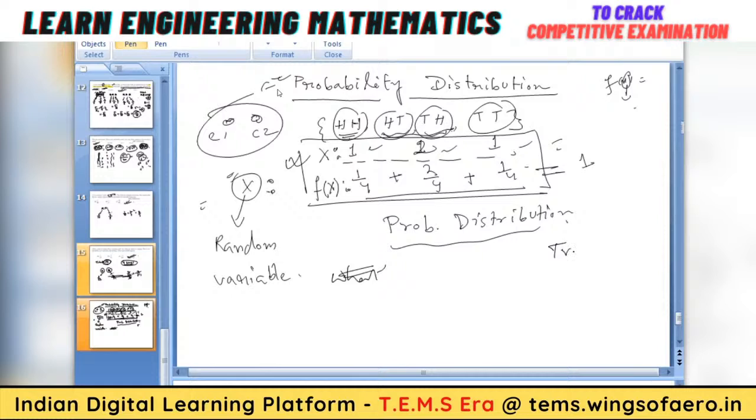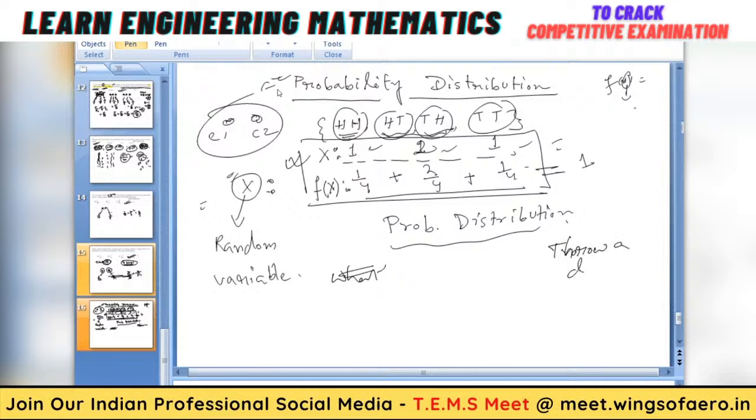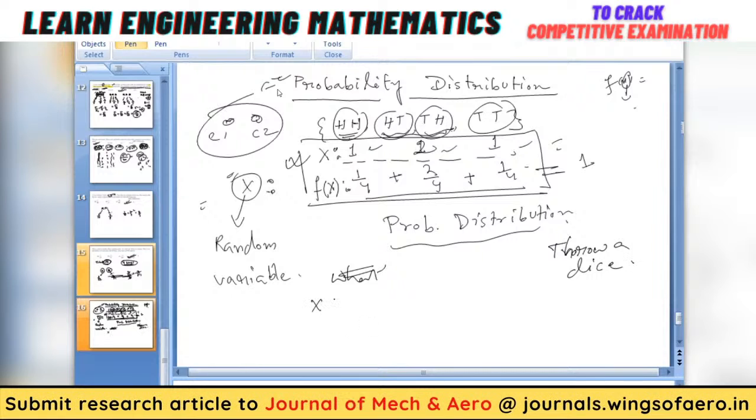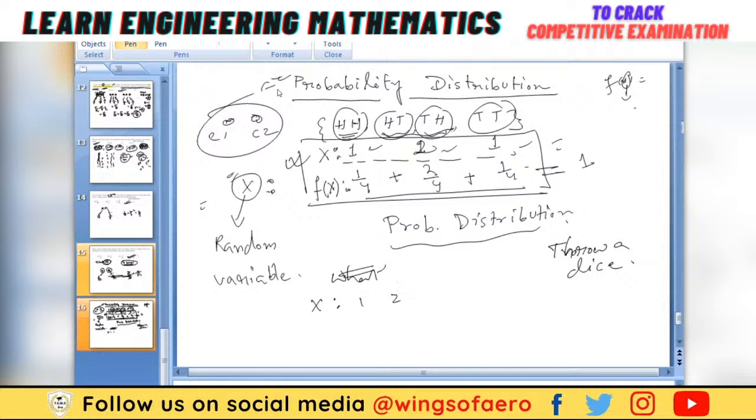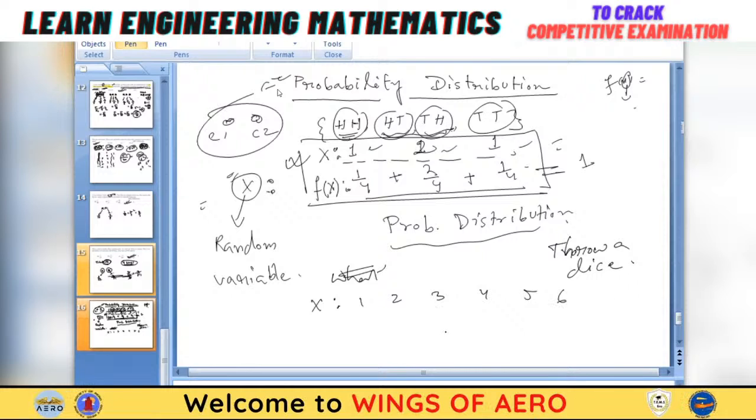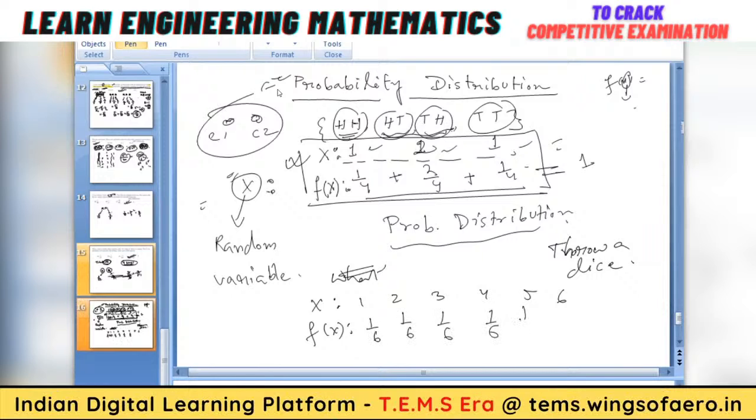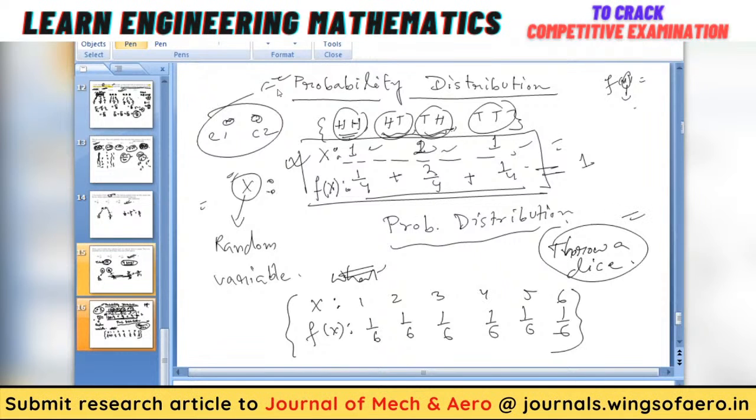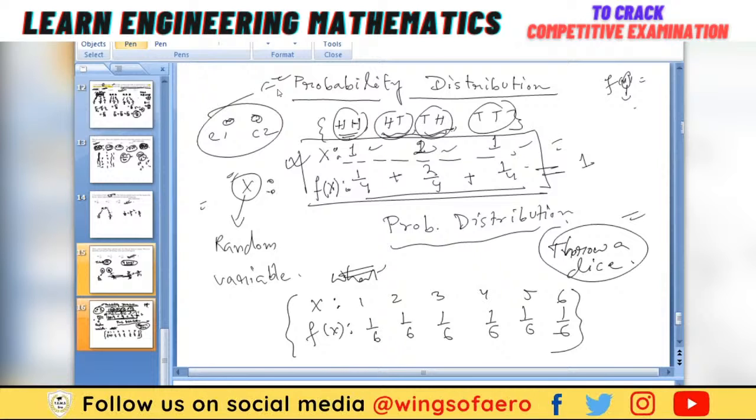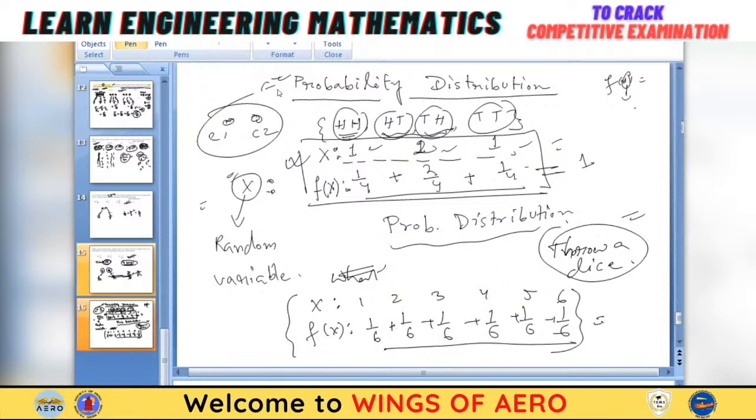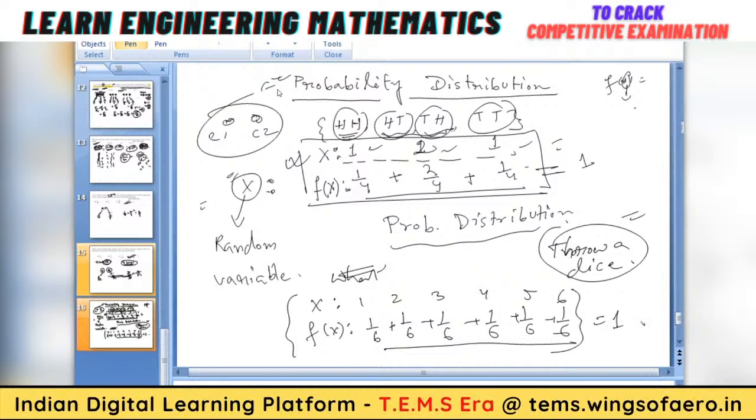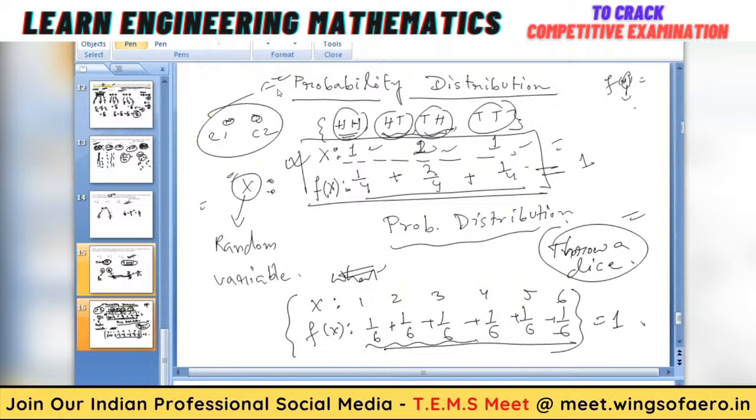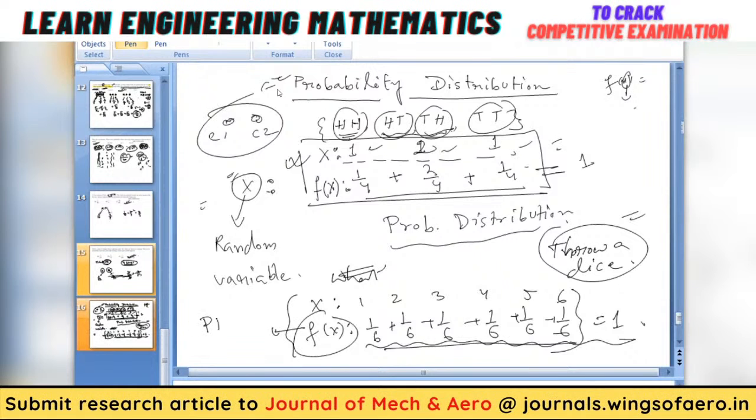If I throw a dice, then what is the probability distribution? We know that if I throw one dice, the outcome is 1, 2, 3, 4, 5, 6. And what is the probability? 1 by 6. This is the probability distribution of throwing a dice. So like this, each and every event has this kind of probability distribution, values and their corresponding probabilities. If I add these probabilities, it is equal to 1. So from this definition, this is called probability mass function or PMF.